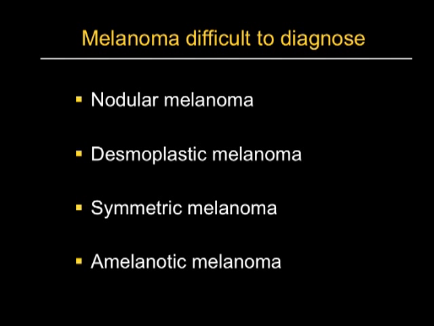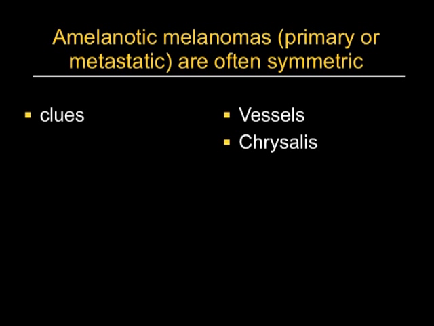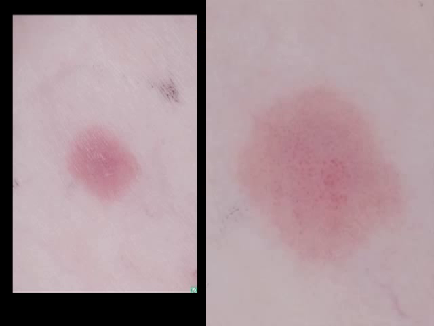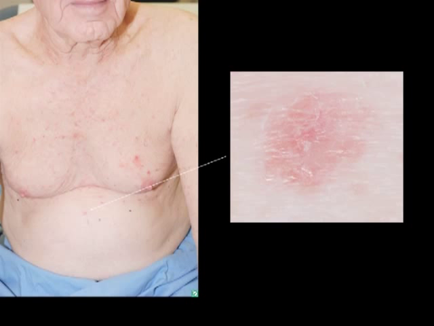As can be seen from the aforementioned issues regarding amelanotic melanoma, it is not surprising that these lesions can also be difficult to diagnose. The clues to the correct diagnosis of amelanotic melanoma include the presence of irregular vessels and crystalline structures. Here is a symmetric amelanotic lesion with numerous dotted vessels. This lesion was biopsied and was consistent with an amelanotic microinvasive melanoma.